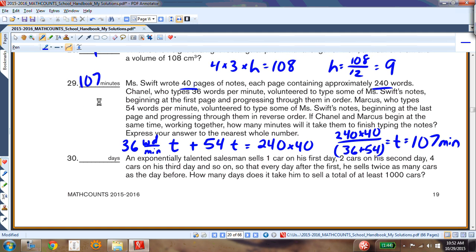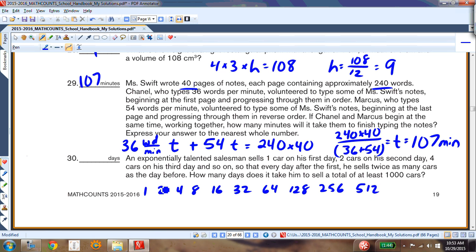And an exponentially talented salesman sells 1 car on his first day, 2 cars on his second day, 4 cars on his third day, and so on. So that every day after the first, he sells twice as many cars as the day before. How many days does it take him to sell a total of at least 1,000 cars? Well, it doesn't take him that long, so let's just write out the number of cars that he sells on each day. That's 1, 2, 4, 8, 16, 32, 64, 128, 256, and 512.